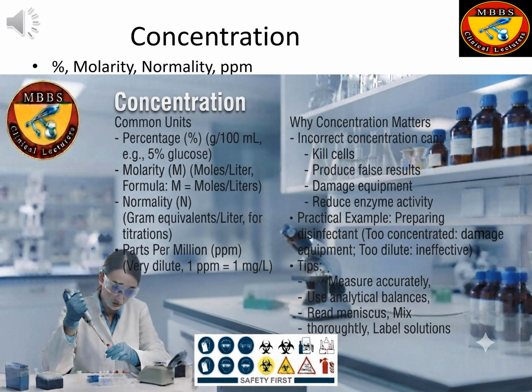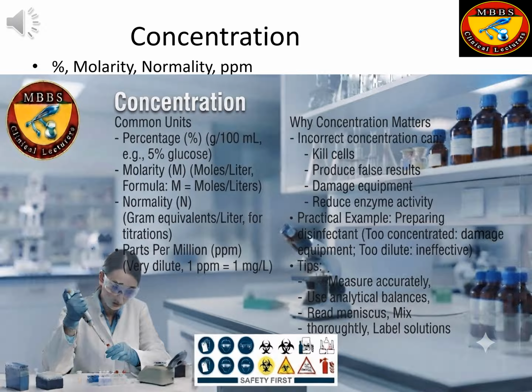Molarity, M. Moles of solute per liter of solution. Formula: M equals moles/liters. Normality, N. Number of gram equivalents per liter of solution. Used mainly in acid-base titrations. Parts per million, ppm. Used for very dilute solutions. 1 ppm equals 1 mg per liter.